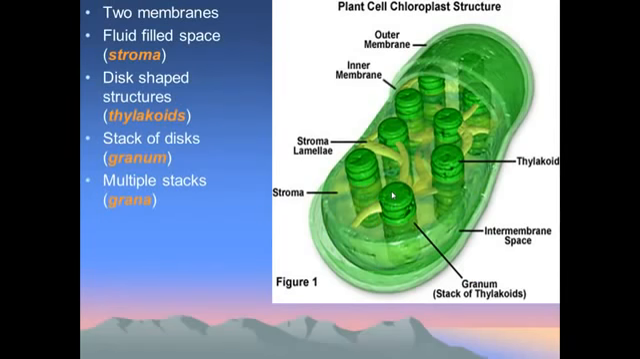This is what a chloroplast looks like. It has two membranes. The space is filled with fluid, and this whole space inside here is called the stroma. It has these disc-shaped structures. Those are called thylakoids. A stack of discs is called a granum, and multiple stacks, which you can see are connected right here, those are called grana. So granum is singular, grana is plural.